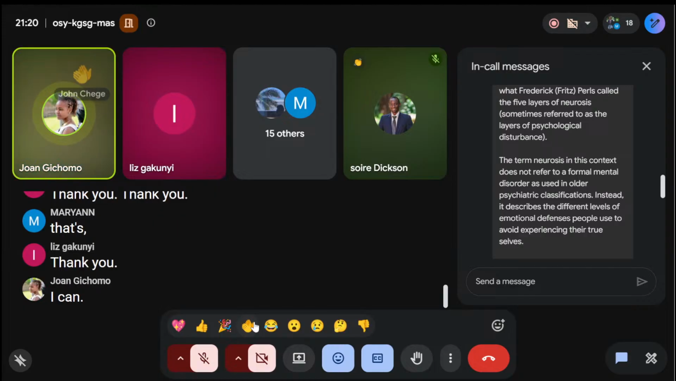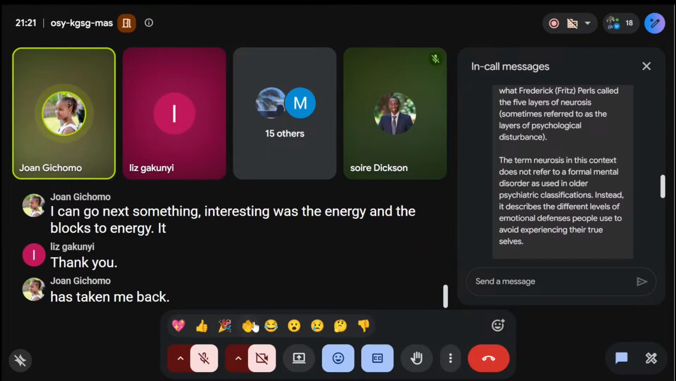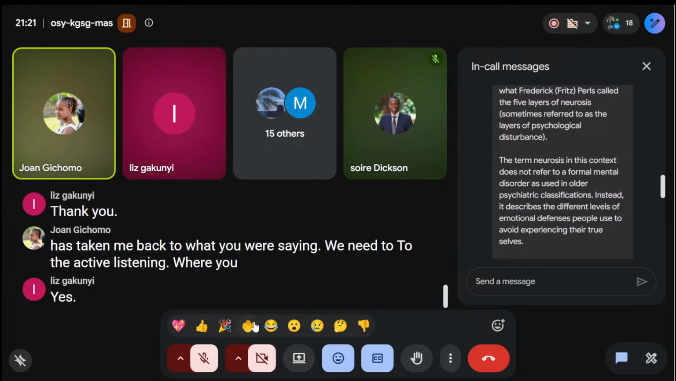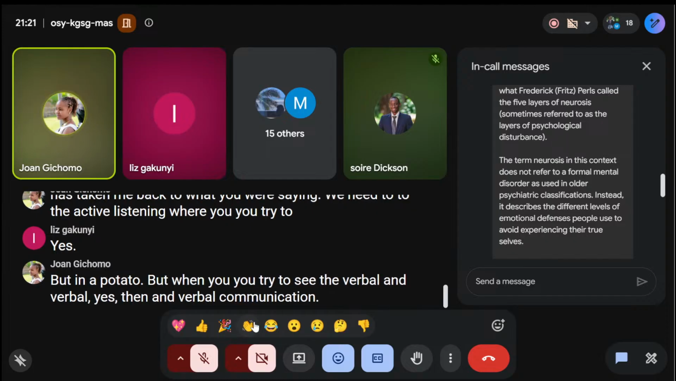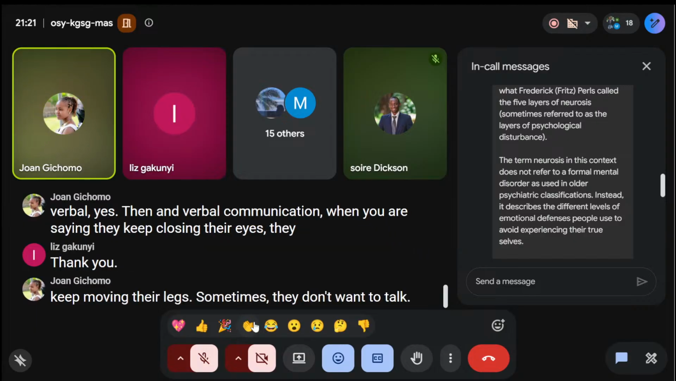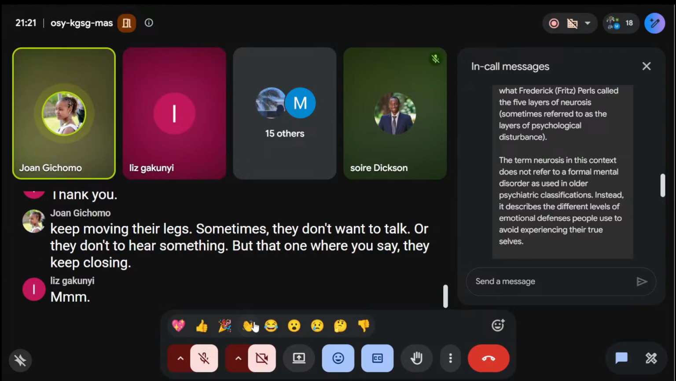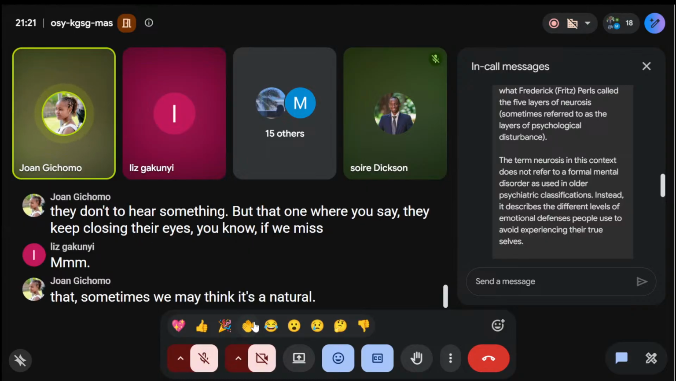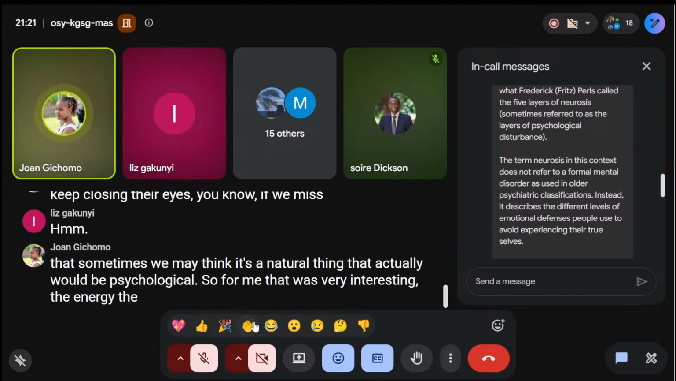I can go next. Something interesting was the energy and the blocks to energy. It has taken me back to what we were saying about active listening, where you try to see the verbal and non-verbal communication. When they keep closing their eyes, they keep moving their legs, sometimes they don't want to talk or they don't want to hear something. If we miss that, sometimes we may think it's a natural thing, but actually it could be psychological. So for me, that was very interesting, the energy, the blocks to energy.